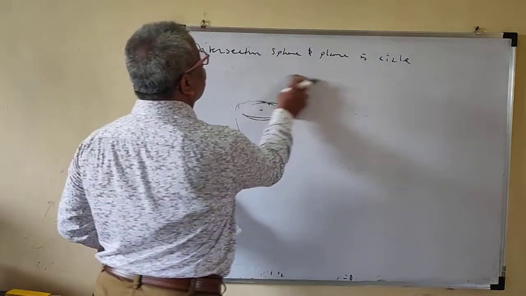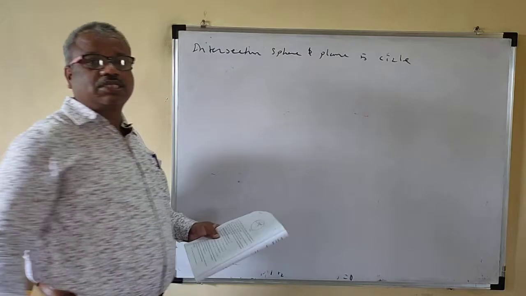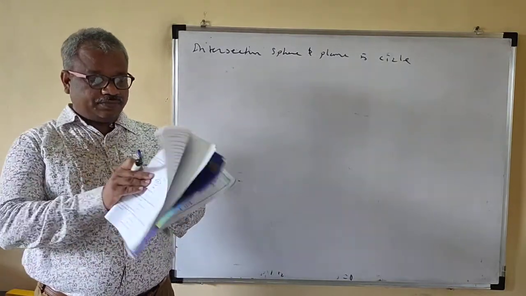Now, the intersection of two spheres is also a circle.